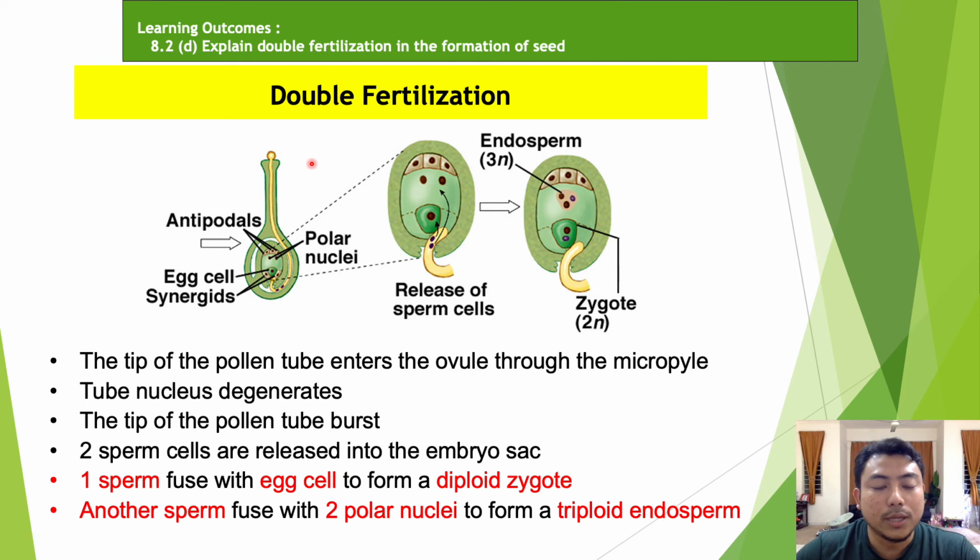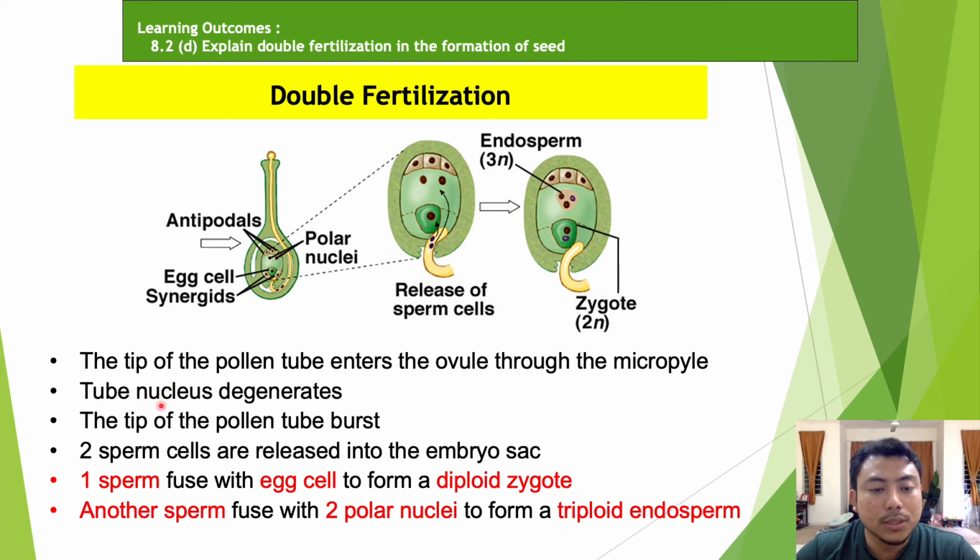Okay, so now we look at the process of this double fertilization. The tip of the pollen tube will enter the ovule through the micropyle. So this is what it meant. Tip, hujung dia. Hujung of pollen tube ni akan masuk dekat ovule melalui micropyle.